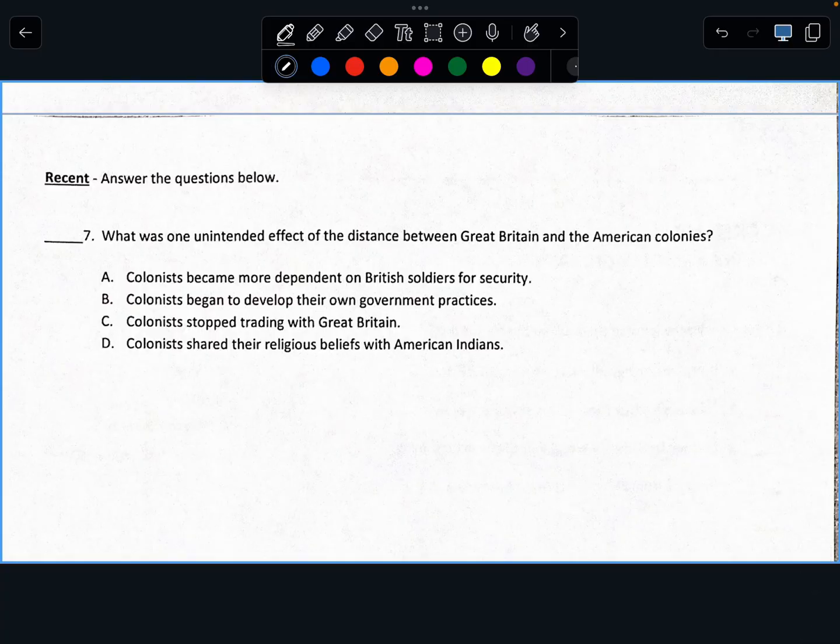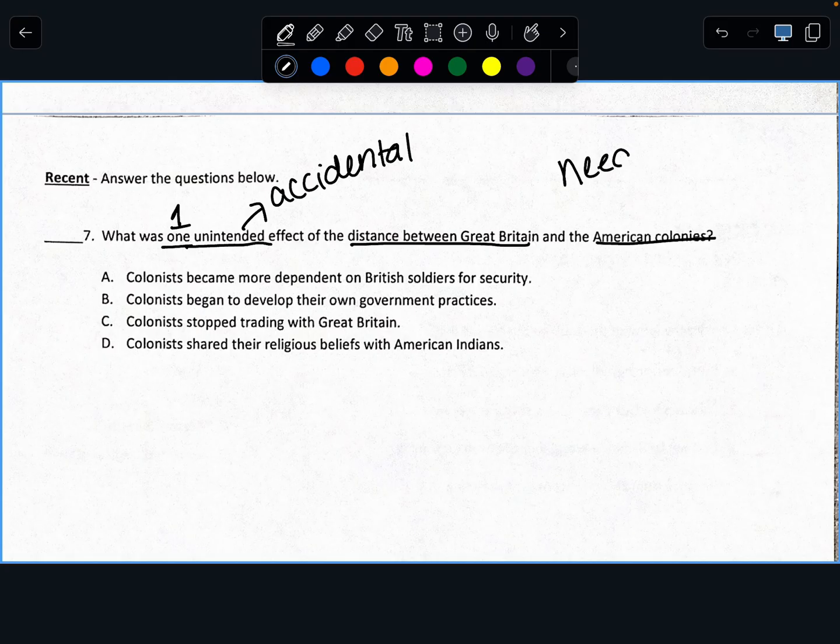Okay, do we have that done? Yeah. 7. What was one, how many? 1 unintended effect of the distance between Great Britain and the American colonies. What's unintended mean? Like if I leave you unintended, an accident. What was an accidental effect of the distance between Great Britain and the American colonies? What happened because we're so far from each other? So we needed, instead of laws, what's that G word? Needed government. Okay, because we're so far. Okay, answer number 7.